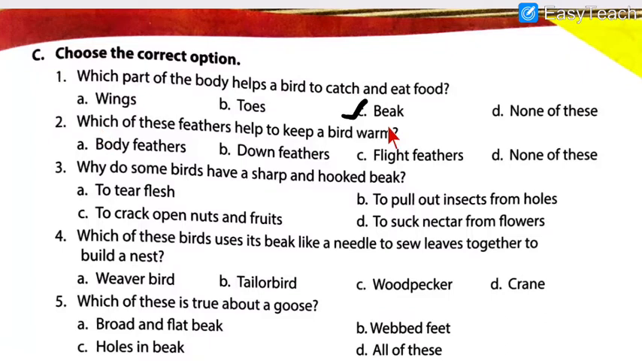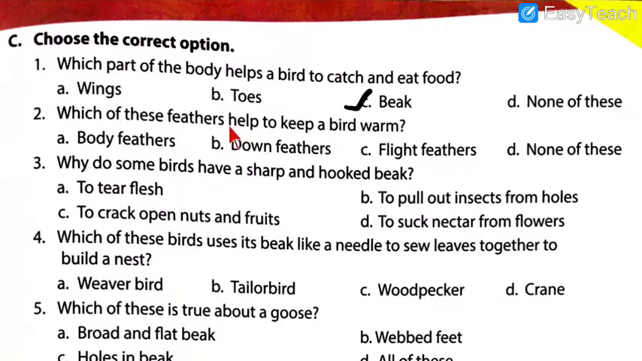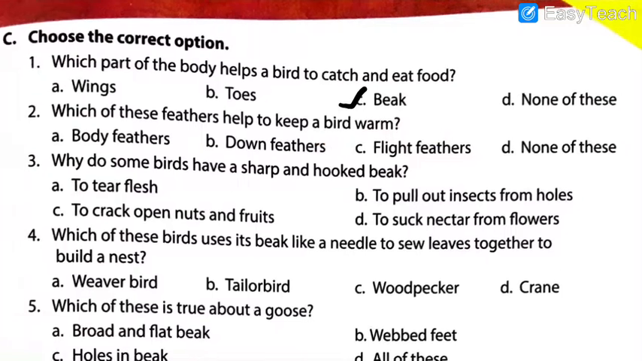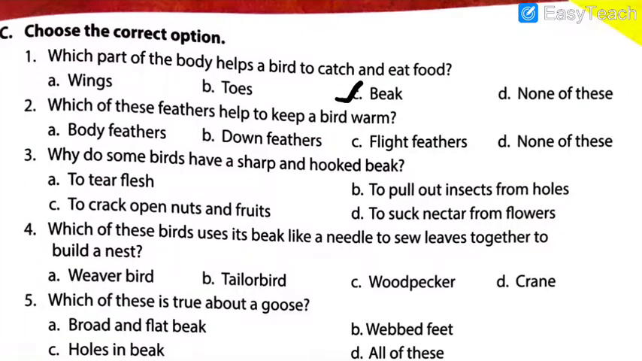Number 2. Which of these feathers help to keep a bird warm? Now, as you know, birds have 3 types of feathers. So, which of these feathers helps them to keep warm? I already explained to you while we were reading the summary part. Options are body feathers, down feathers, flight feathers, or none of these.